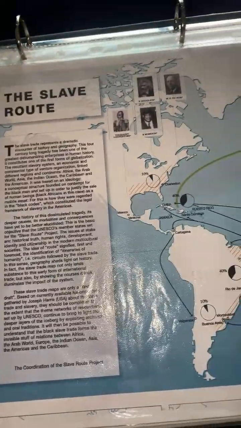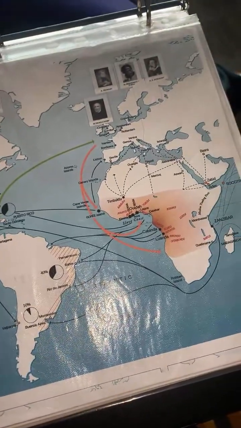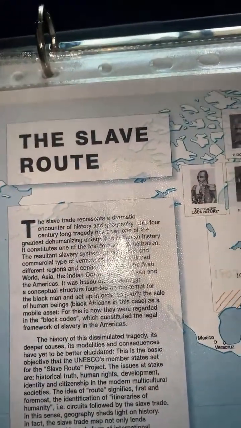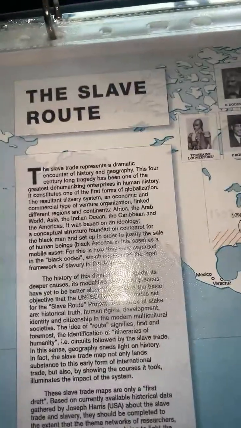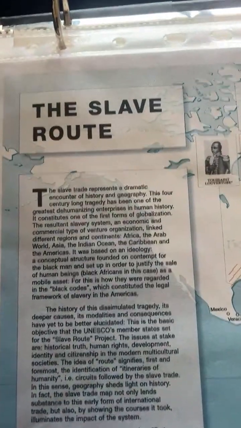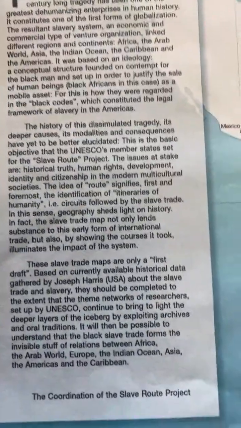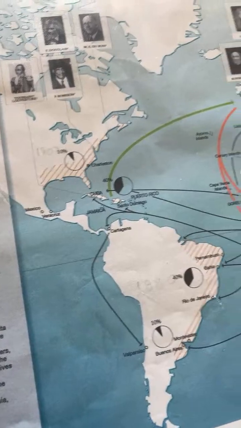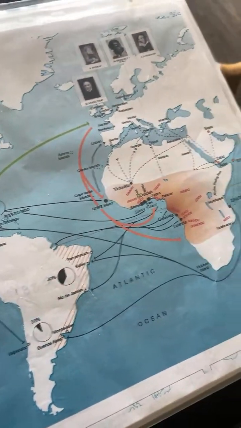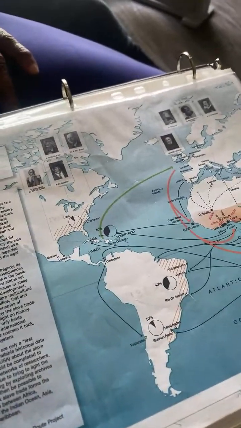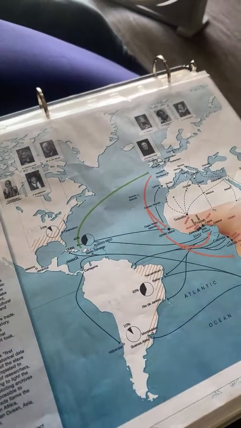and what it shows you is the slave routes coming from both West Africa as well as Southeast Africa to the Americas, which includes Brazil, Central South America, and the United States. And it shows the journeys made by the ships, and then the ships returning, which is the green line here, to Europe.